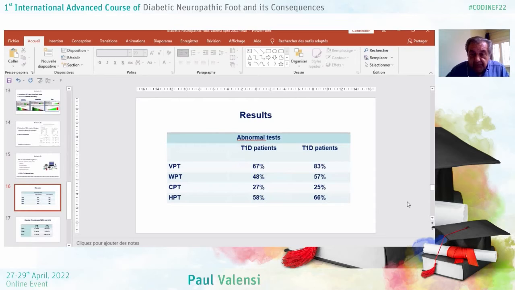Now to the results. Here is shown the prevalence for each test in patients with type 1 or type 2 diabetes. We can see that vibration perception threshold was abnormal in a lot of patients, 67% or 83% in type 2 patients. Also, around 50% had a normal threshold for warm perception, and heat pain threshold was abnormal in a lot of patients.